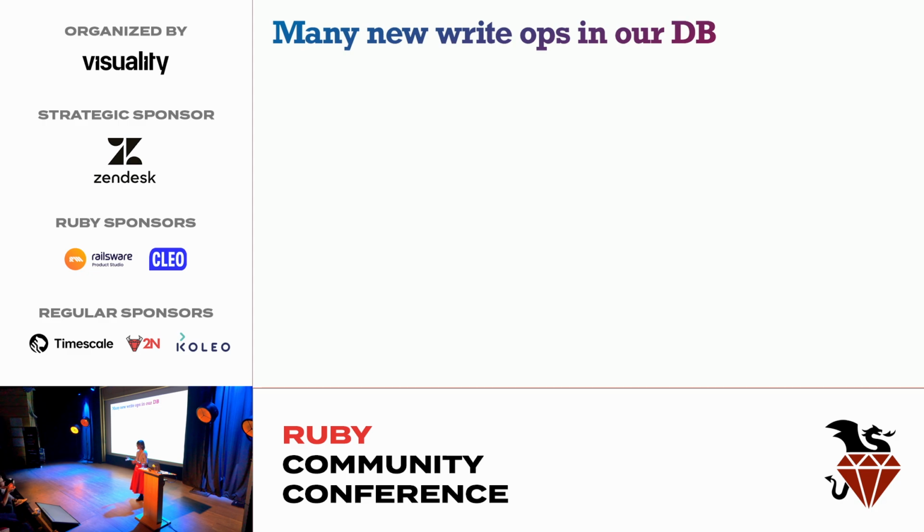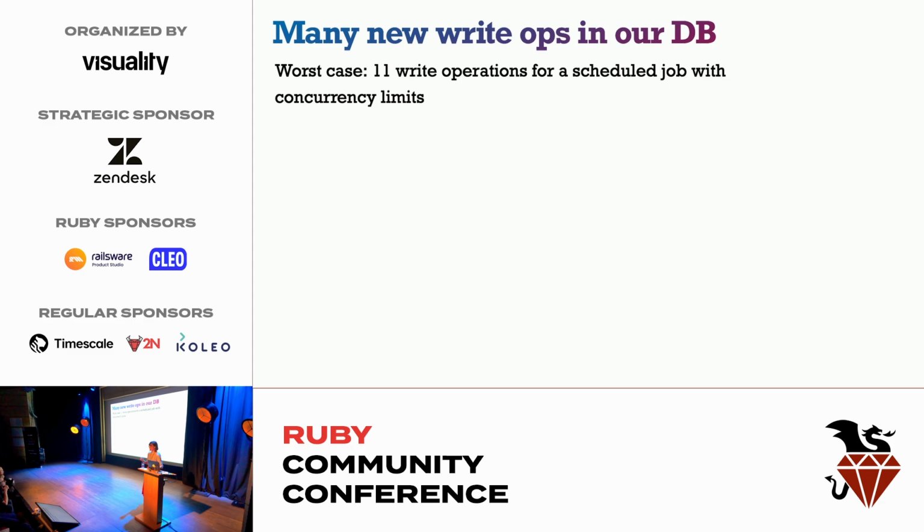The problem, when we designed that, finished it and started testing it, is that this introduced quite a few more write operations on enqueuing, when you are going to enqueue the job. Actually, in the worst case, which is if you have a scheduled job in the future that has concurrency limits, you need to do 11 write operations. Also, think that all the select for update, skip locked or whatever, those are actually write operations. So we have to do a lot more write operations per job.